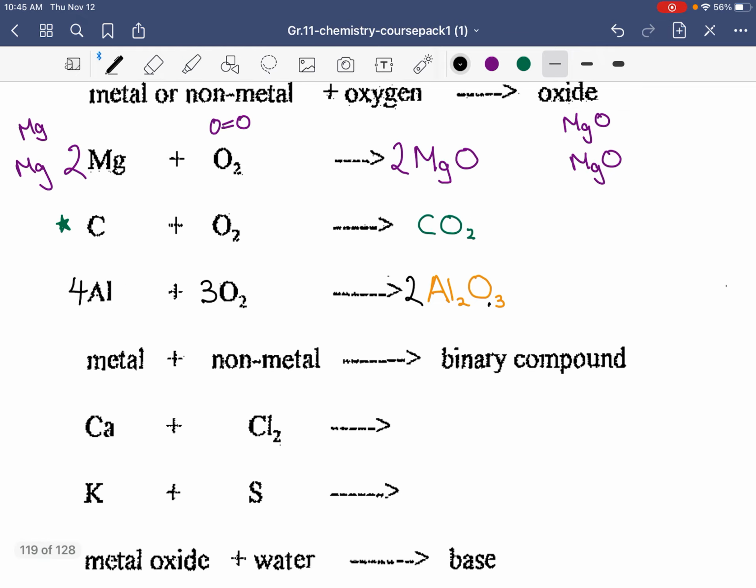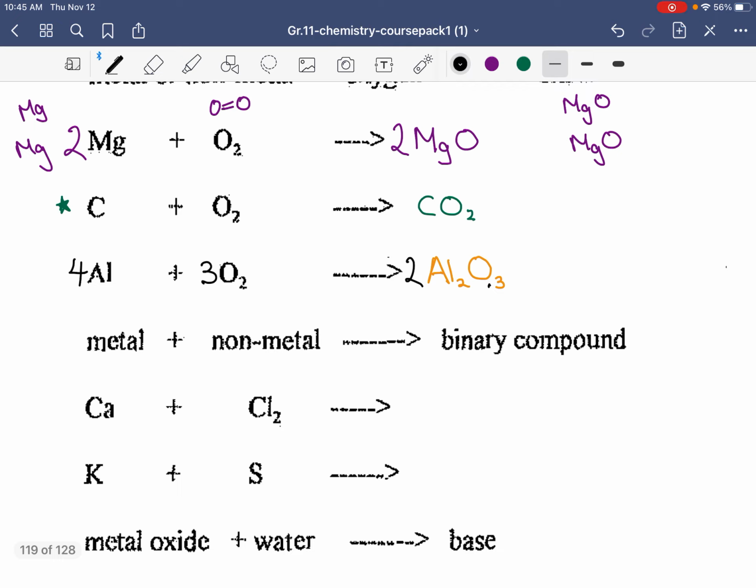However, what if I give you something like this? Iron plus oxygen gas. What are you going to get? Now, this is a trick question. You need to ask yourself when you're doing your product. It's going to be some sort of iron oxide. But then iron has multiple charges. Iron can be +2 or +3. So, which one am I going to use? Well, they will both exist.